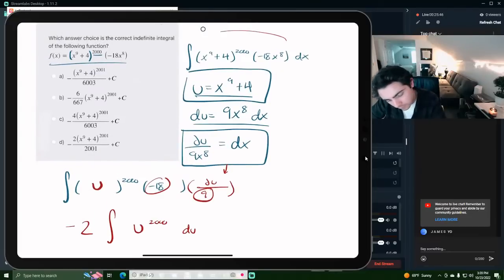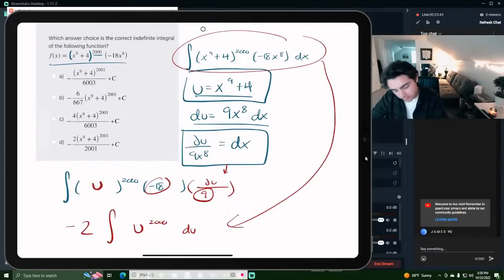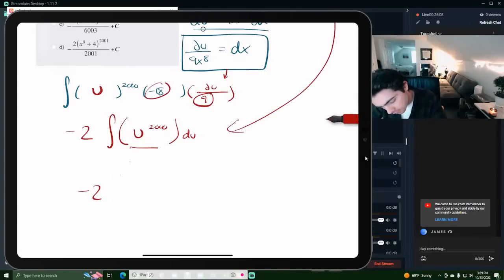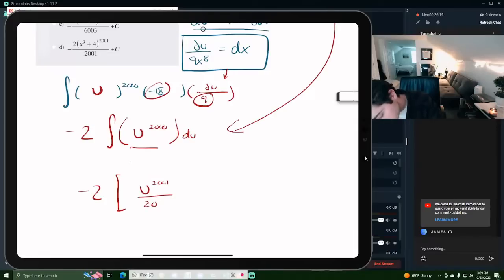So what we've done from here to here is successfully rewrite the integral in terms of x terms and dx terms into u's and du terms. And now that'll allow us to take the antiderivative of u to the 2000, whatever's left in the integral here. So the negative 2 can stay on the outside, but now the antiderivative of u to the 2000 is u to the 2001 over 2001 using the reverse power rule. And we'll close that and call that plus c.